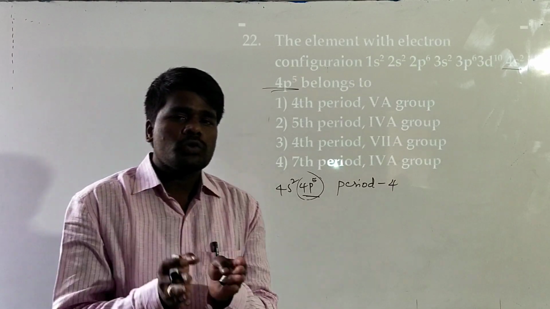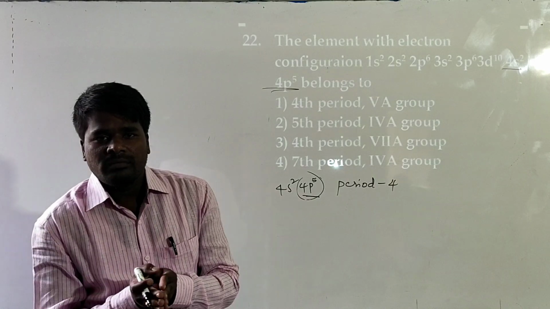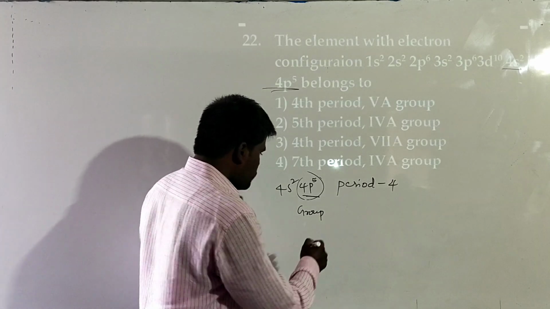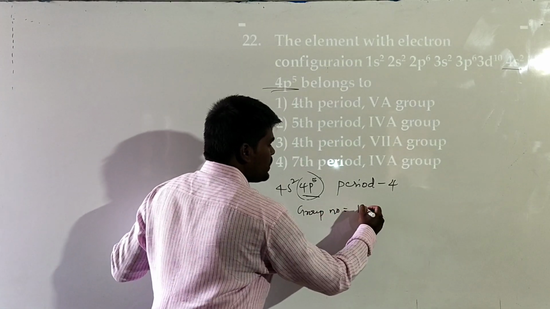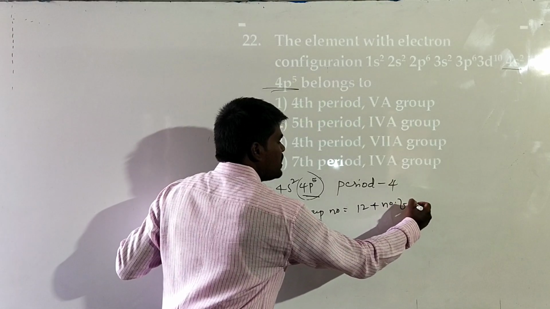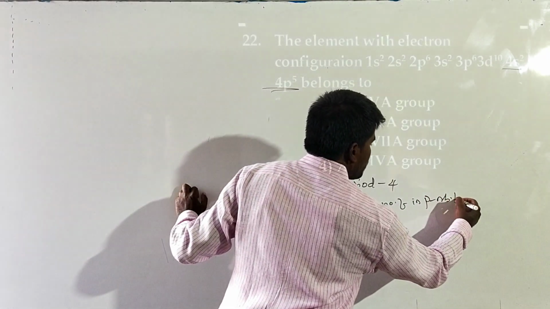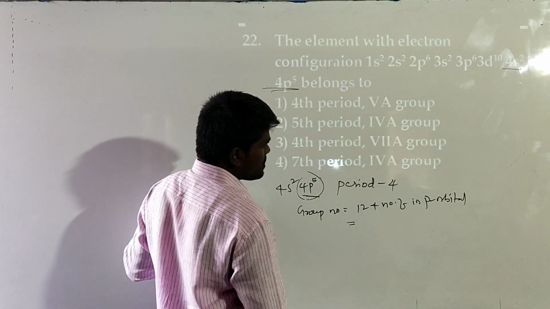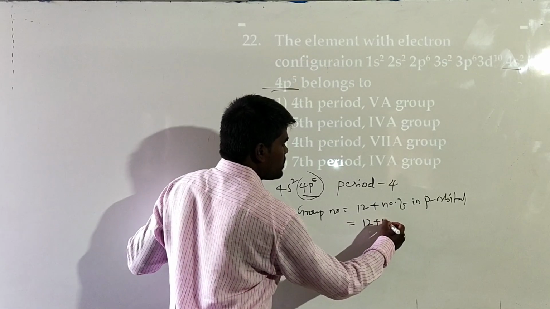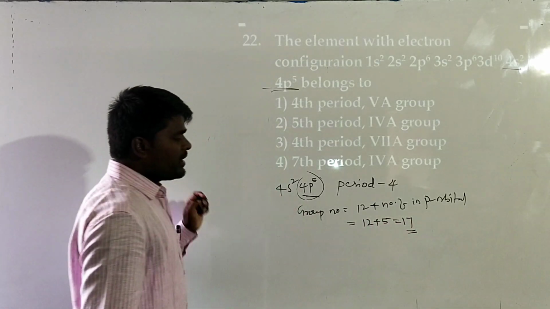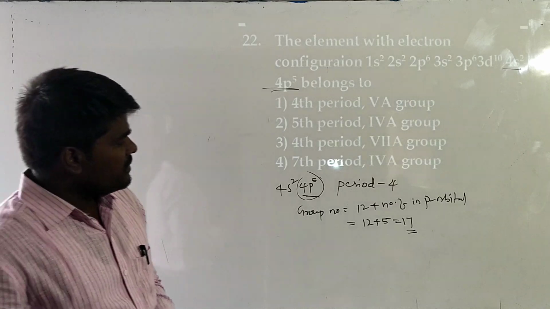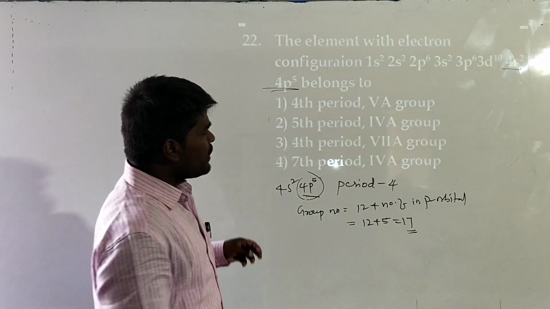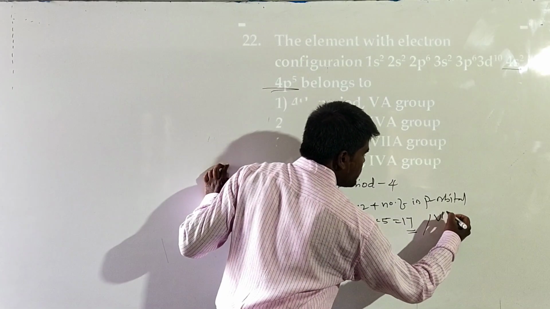That means this particular element belongs to the p block. If an element belongs to the p block, how to determine its group number? Group number is equal to 12 plus the number of electrons in the p orbital. How many electrons are there in the p orbital? 5 electrons. So 12 plus 5, what will be the group number? 17. But here he has not given it in numerical form, he has given Roman numbers. Here the 17th group is generally considered as the 7th group.